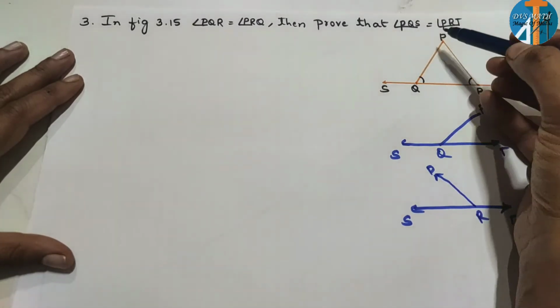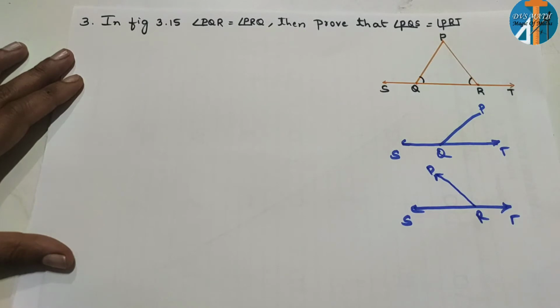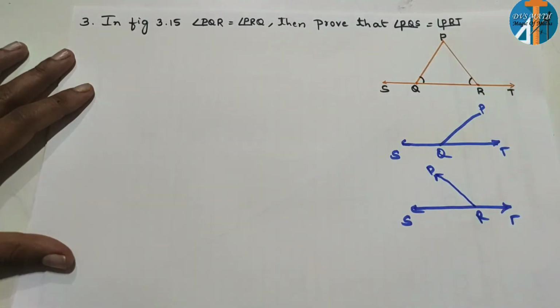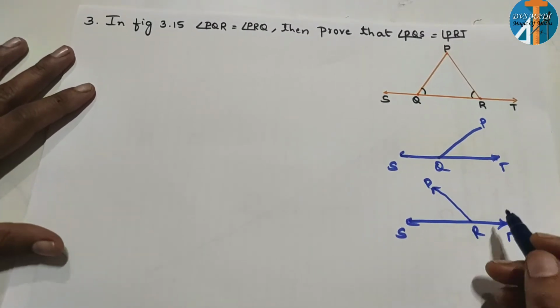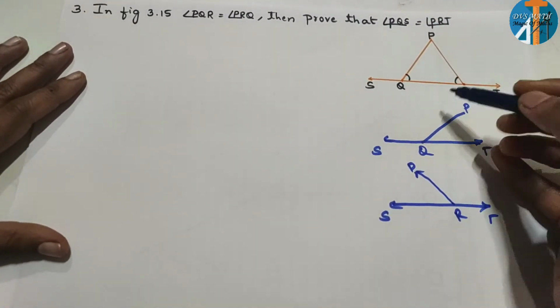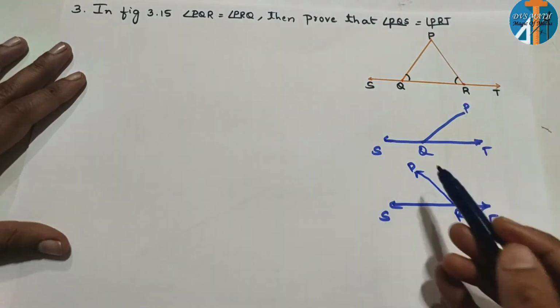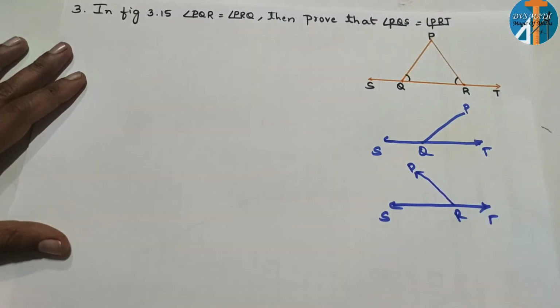So here what they are saying, angle PQR is equal to angle PRQ. These two angles are equal. Okay, afterwards let us think. So now here if we observe these two, I am separating the whole figure into two parts. One is ST and PQ.